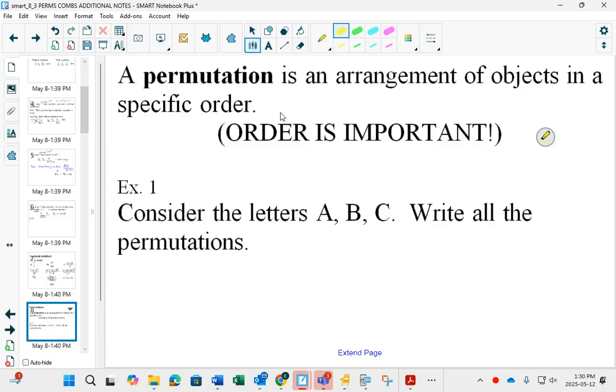And this too is a review. This word, permutation, is when you arrange things and the order matters. And most permutations we can solve with our spaces technique.